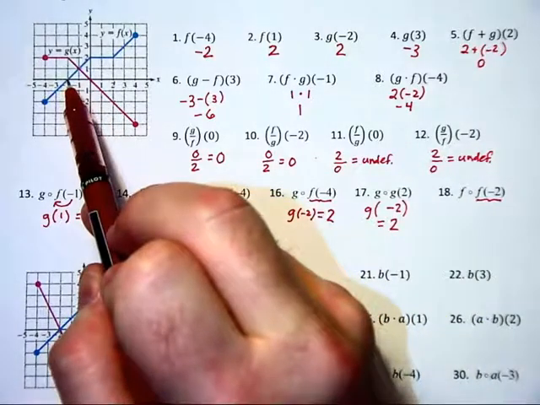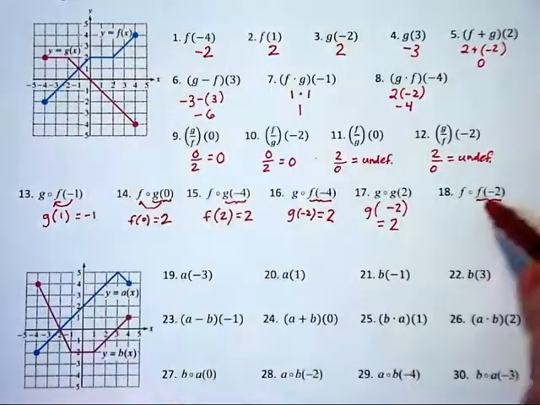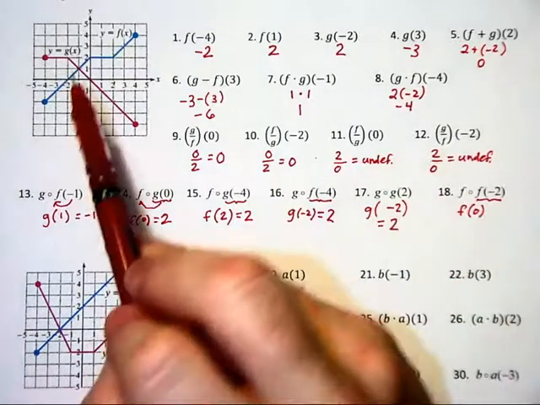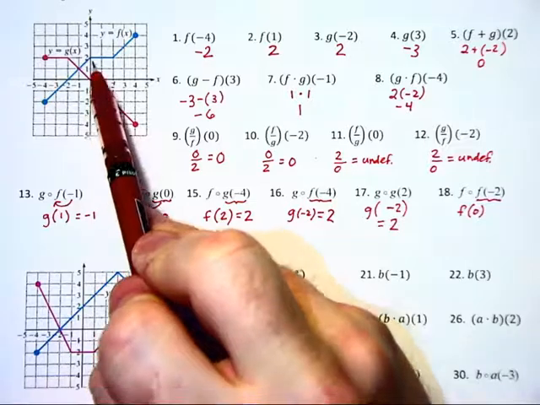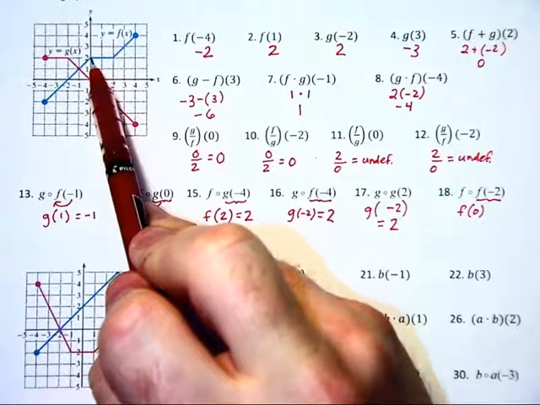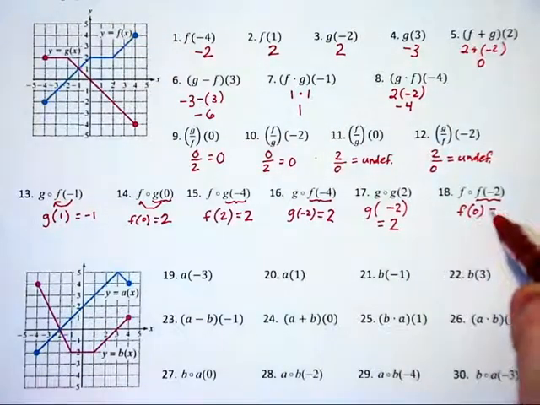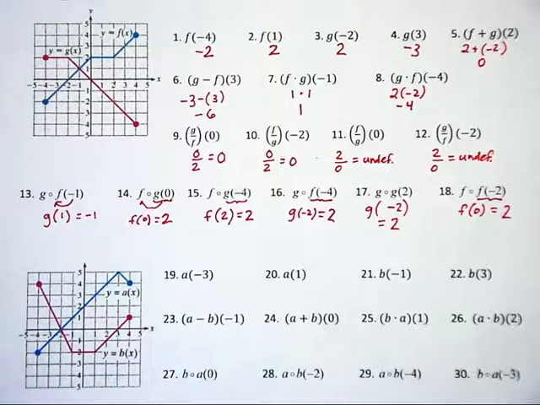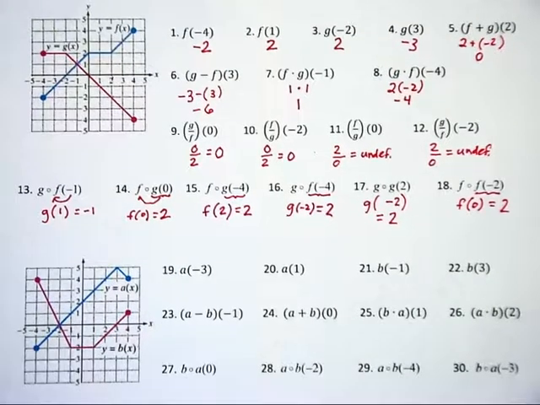Negative 2 is right here. The height of the blue graph is 0. So we now have the outside f evaluated at 0. We go to 0 for x up to a height of 2 on the blue graph, and so this is going to equal 2. Okay, now that I've done this one for you, I highly suggest you stop this and do the next problem on your own, and then start this back up again.